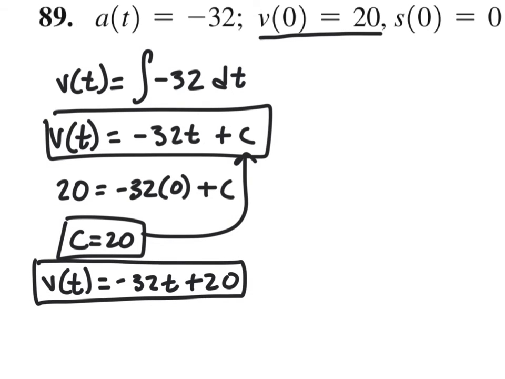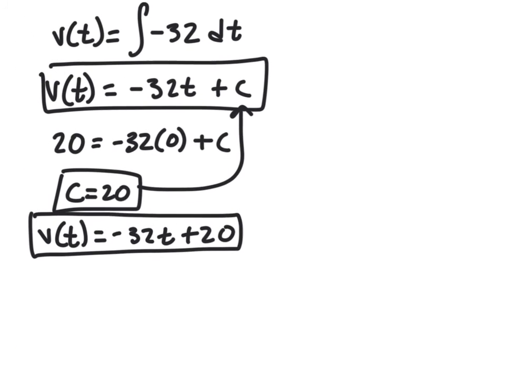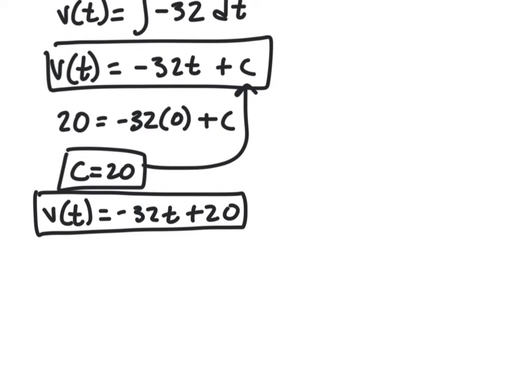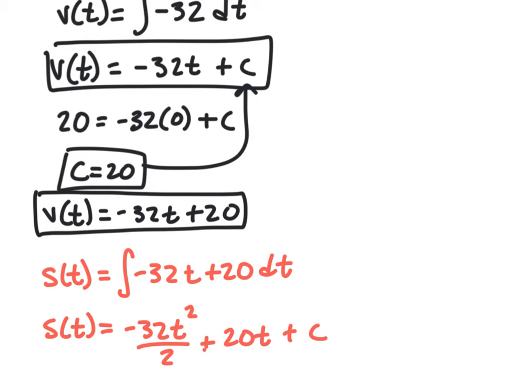All right, now, but it wants me to continue this process and find my position. So I'm going to do the same process, but I'm going to find my position. So my position then, s of t, okay, is equal to the antiderivative of my velocity function. So the antiderivative of -32t plus 20 dt. Okay, so let's go ahead and do that. S of t is equal to -32t squared, raise my exponent by 1, and then divide by my new exponent, plus 20t plus c.